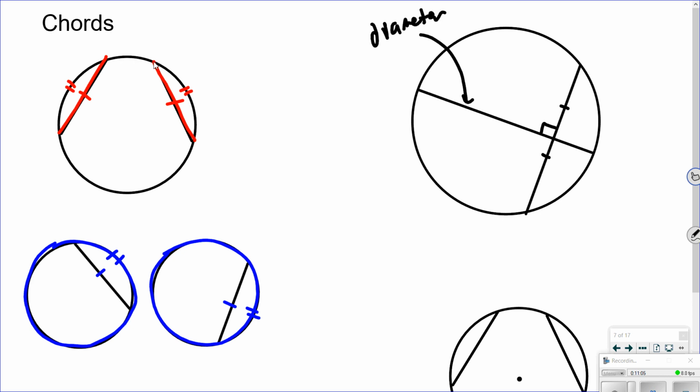Okay. So you can look at that both ways. If it's a diameter and it's perpendicular, it bisects the chord. If it bisects the chord and it's perpendicular, then it's the diameter.